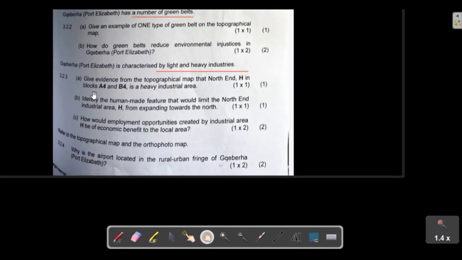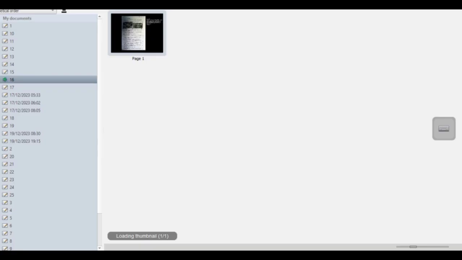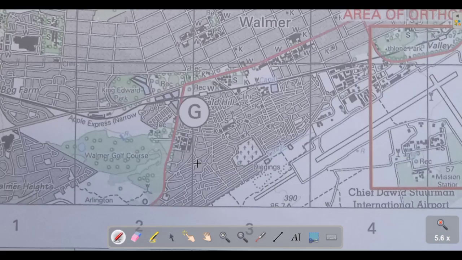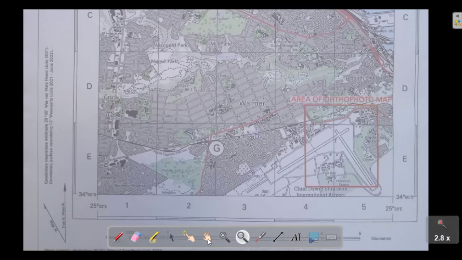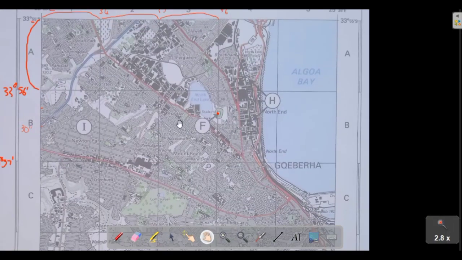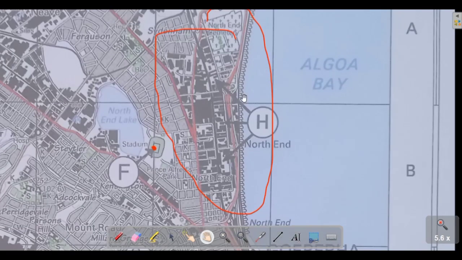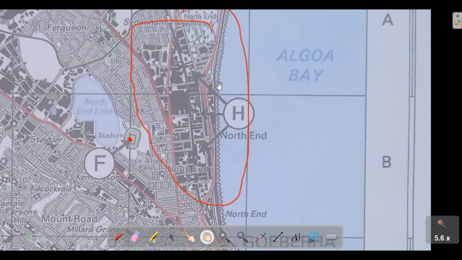So A says, give evidence from the topographical map that north end, which is H in blocks A4 and B4, is a heavy industrial area. Not a light, but a heavy industrial area. Let's take a look at this. B4 and A4, so actually referring to this area right over here. That is our H there. So what evidence suggests that this is a heavy industrial area?